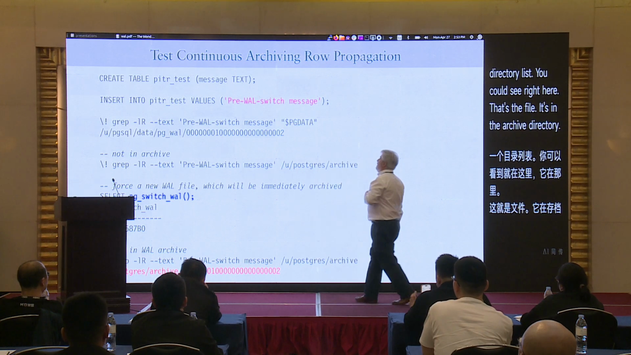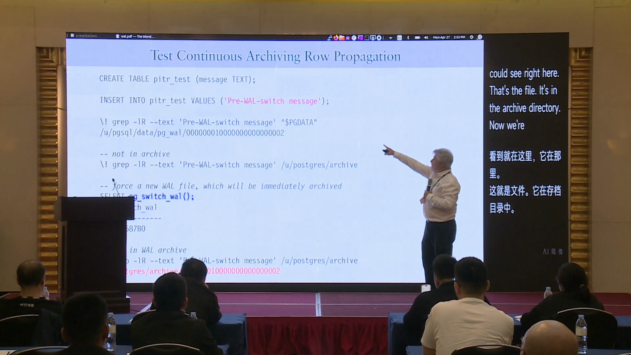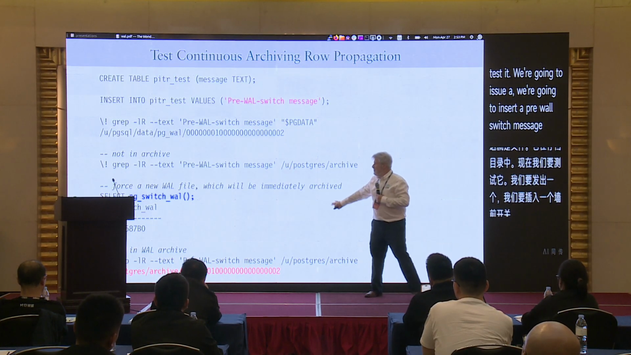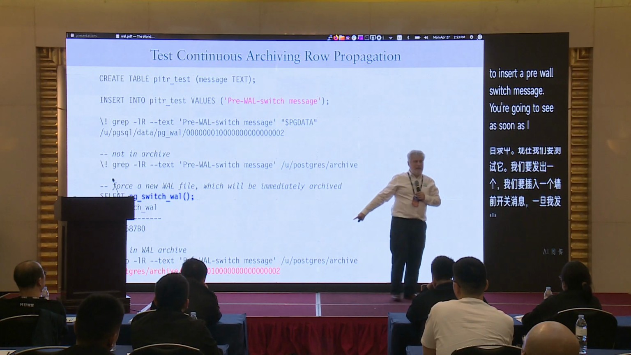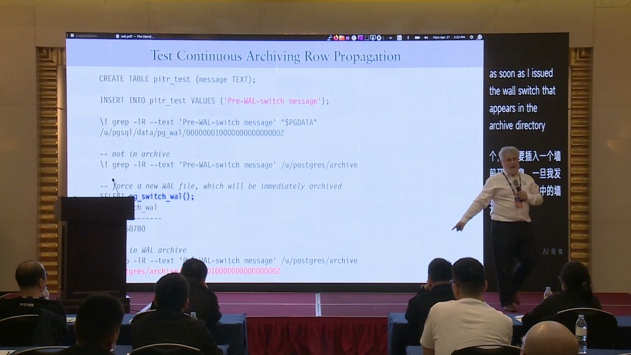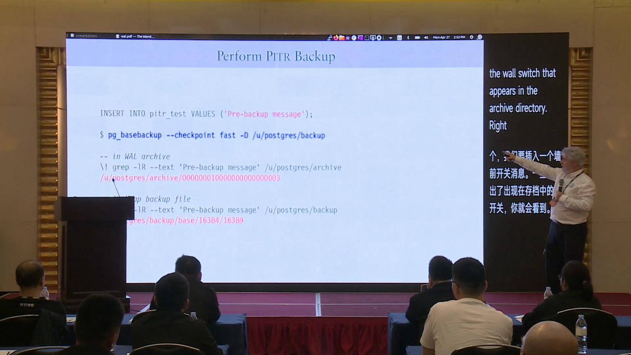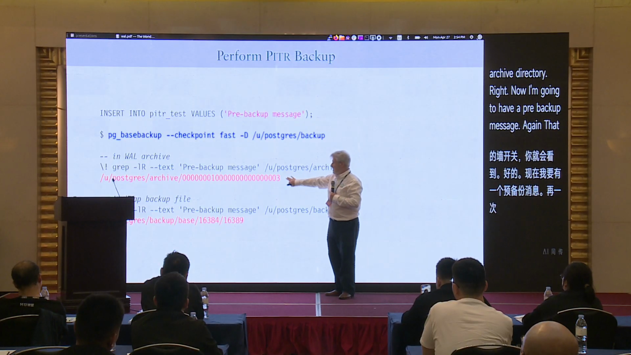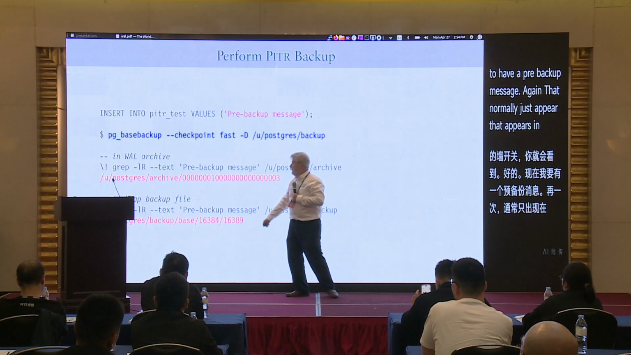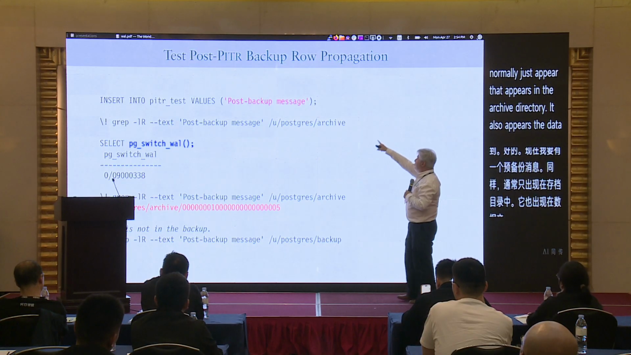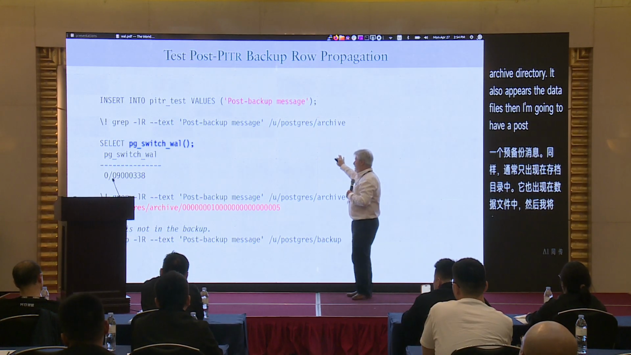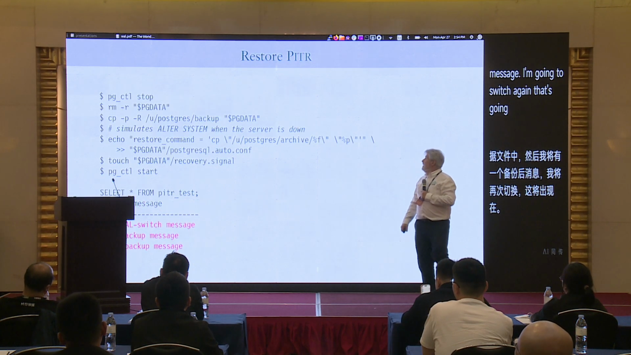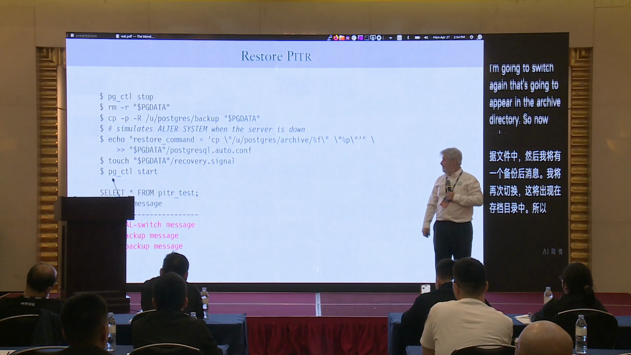Okay? Now, we're going to test it. We're going to insert a pre-WAL switch message. You're going to see, as soon as I issue the WAL switch, that appears in the archive directory. All right? Now I'm going to have a pre-backup message. Again, that normally just appears in the archive directory. It also appears in the data files. Okay? Then I'm going to have a post-backup message. I'm going to switch again. That's going to appear in the archive directory. Okay? So now we're going to do a point-in-time recovery.